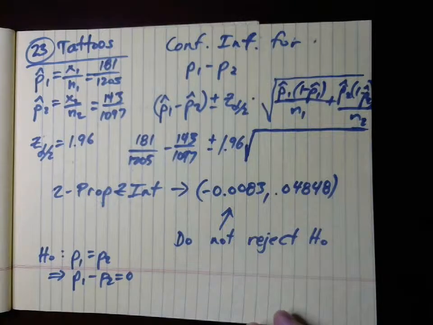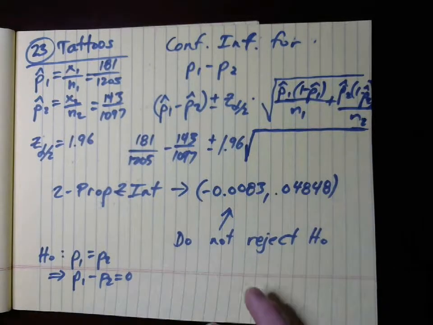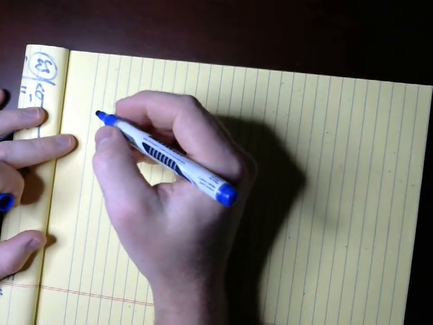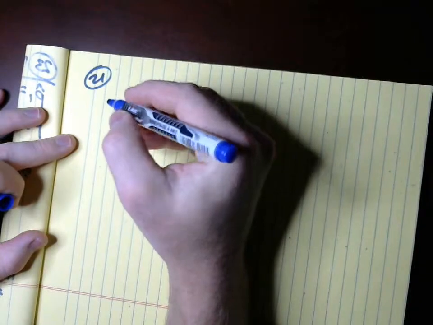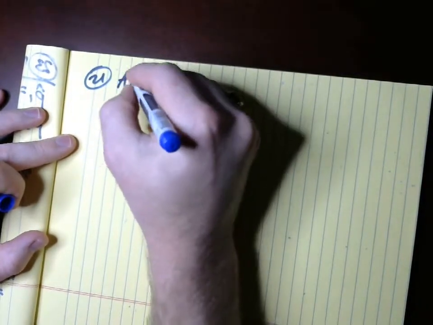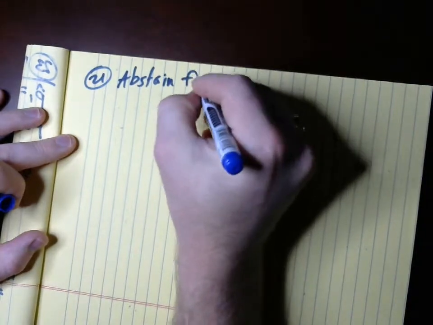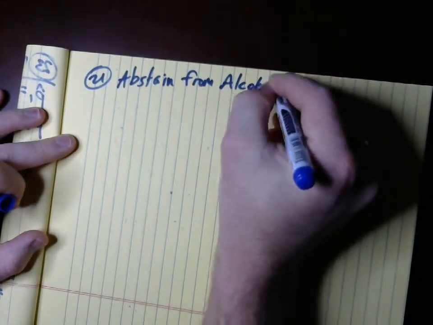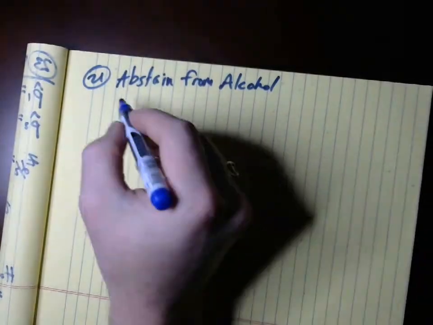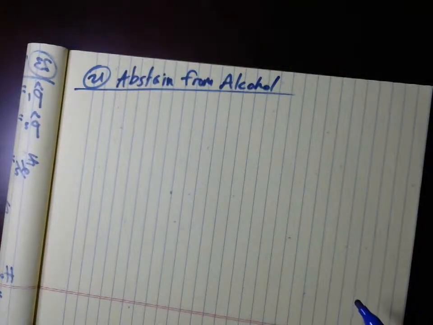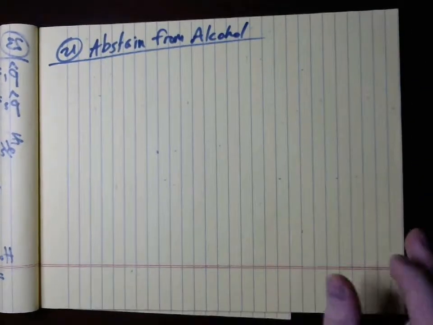I'm just going to make sure I choose the problem that is a hypothesis test. Okay, let's do 21. 21's good, I promise. So 21, abstain from alcohol. This problem is a hypothesis test, and it doesn't say build a confidence interval.